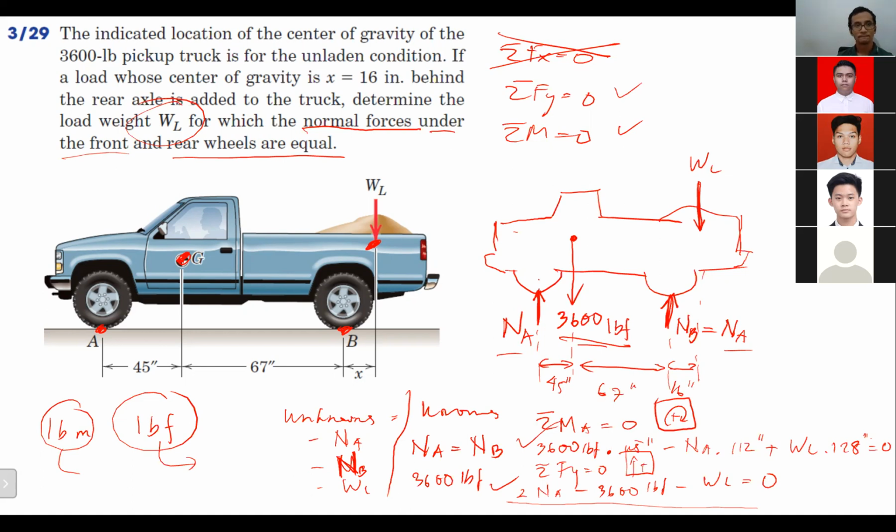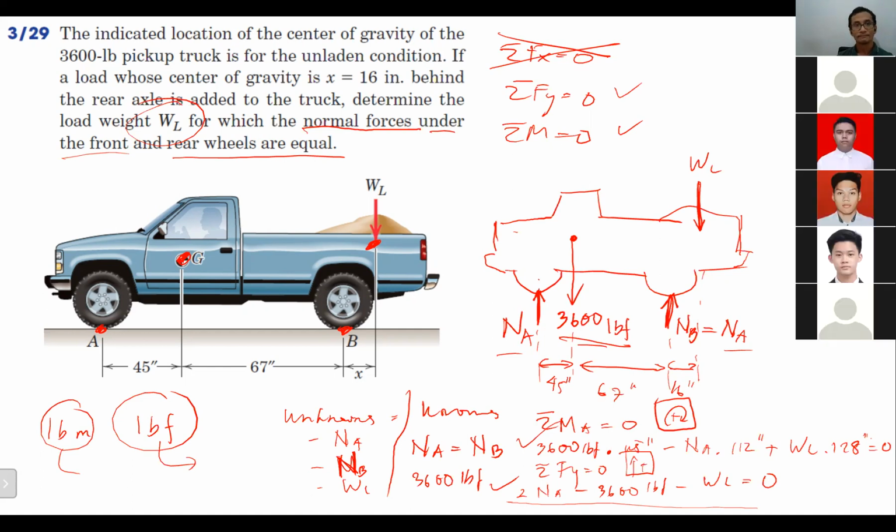Any other question here? Excuse me, sir. May you repeat on how to find the moment? No, not how to find the moment, but how to choose the pivot. For sigma moment, whenever we want to use it, you can choose whichever pivot that you want. We can choose point A, point G, point B, or point C as the pivot.